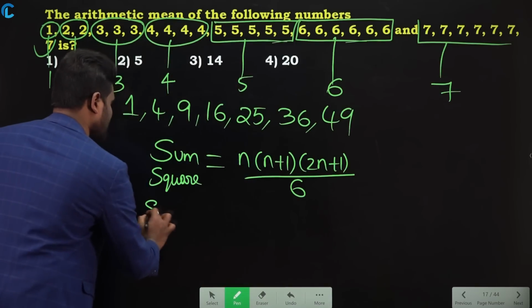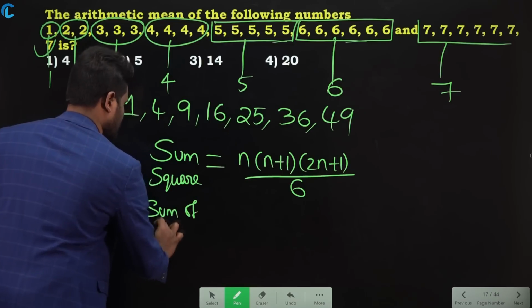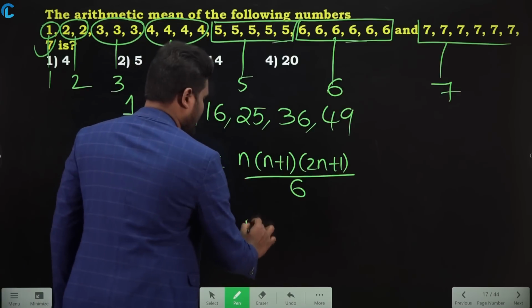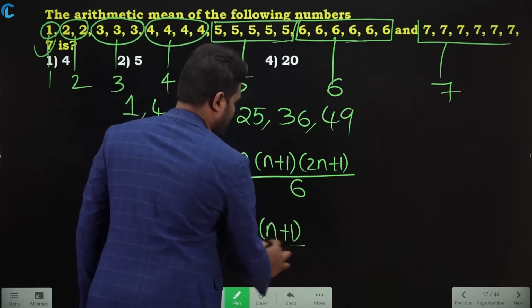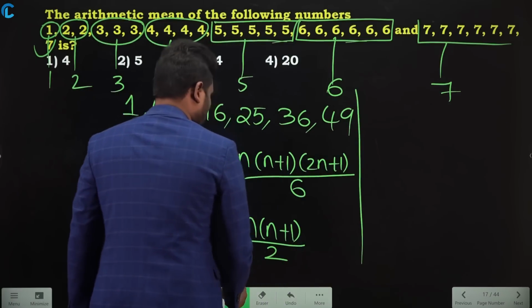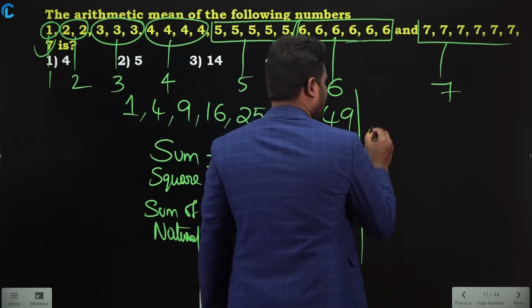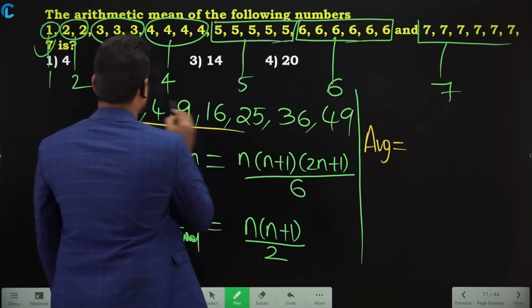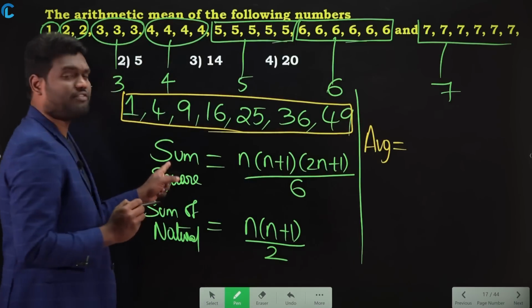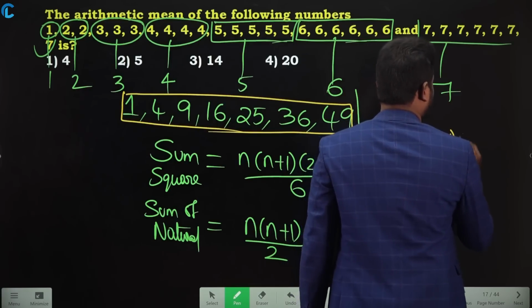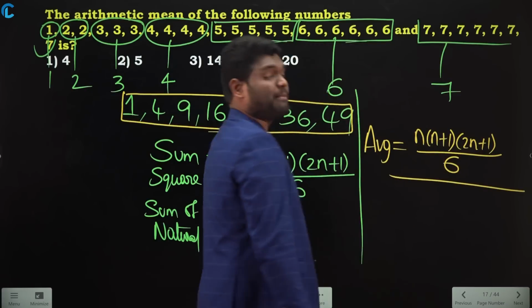What is the formula for sum of natural numbers? Sum of natural numbers formula is nothing but n into n plus 1 by 2. Yes or no? Now I need to calculate the average. Look here. This is very simple. Observe here carefully. Average is nothing but sum of numbers. So for these numbers, the sum of squares of n natural numbers formula is n into n plus 1 into 2n plus 1 by 6, divided by the number of numbers.